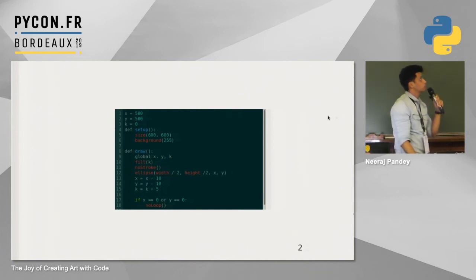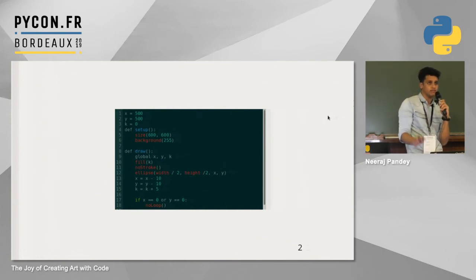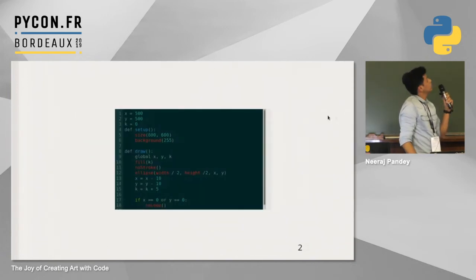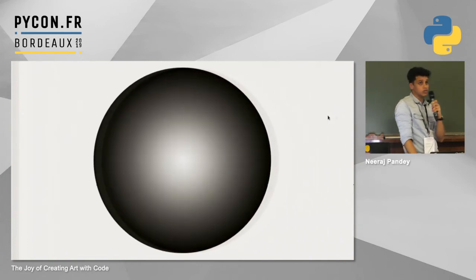We're going from 0, where 0 is black and 255 is the white fill. So as you go, you're going from 0 to 255. And the same for the radius: you're going from some x width and lowering it down to 0. As soon as we reach the 0 value, you just use the noLoop function, and the process stops.